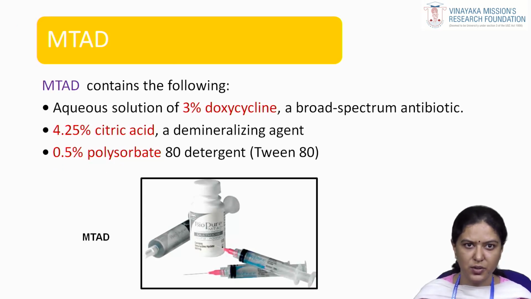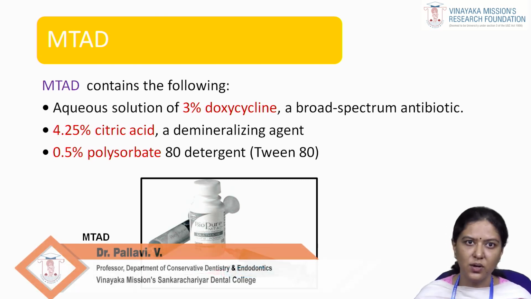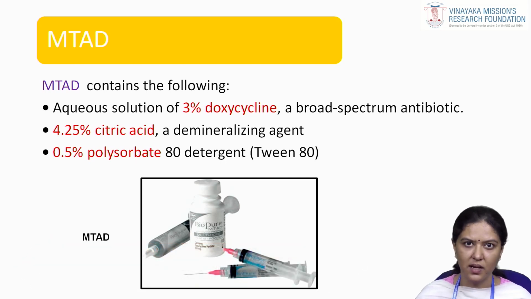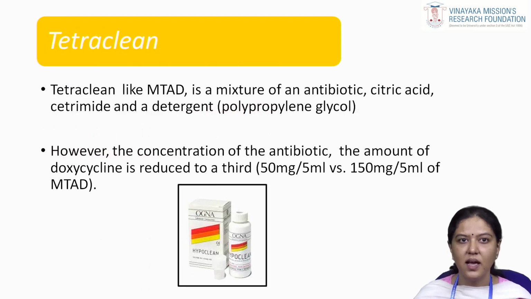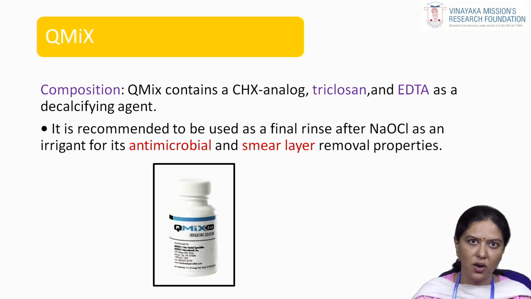MTAD. It is a mixture of doxycycline, citric acid, and a detergent. It is an endodontic irrigant with antibacterial properties along with the ability to remove smear layer. Tetraclean, like MTAD, is a mixture of an antibiotic, an acid, and a detergent, polypropylene glycol. However, the amount of doxycycline is reduced to a third, that is 50 mg per 5 ml. Next slide. Q-Mix. The composition of Q-Mix contains a chlorhexidine analog, triclosan and EDTA as decalcifying agent.